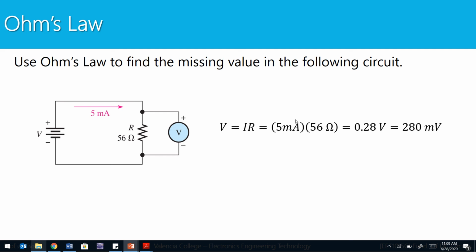If you don't make it a habit of always writing your units, you're always going to type in the wrong numbers into your calculator. You're going to forget that this isn't 5, it's 0.005. So always write a unit. Always remind yourself, oh, that's milli. Milli is times 10 to the negative 3. And then when you do this calculation, you've got to remember to enter it into your calculator that way. So when you do 5 milliamps times 56 ohms, you'll get 0.28 volts or 280 millivolts.